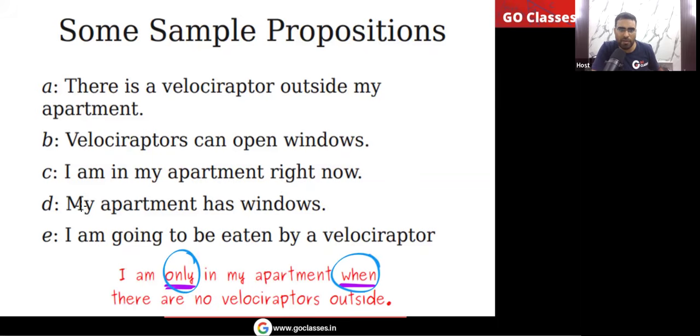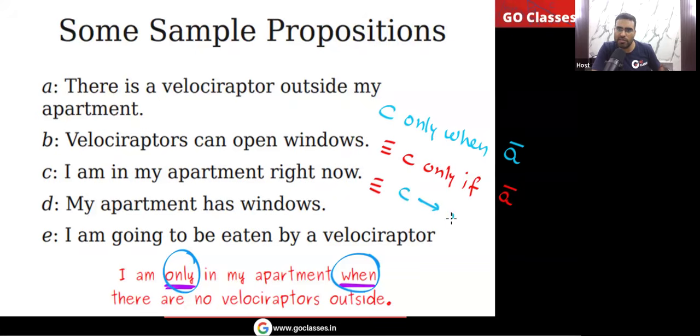I am in my apartment, that means C. Only when there is no velociraptor outside my apartment, that is A bar. So C only when A bar, that is C only if A bar. What is "only if"? P only if Q is P implies Q. So it will be C implies A bar. So the final answer will be C implies A bar.